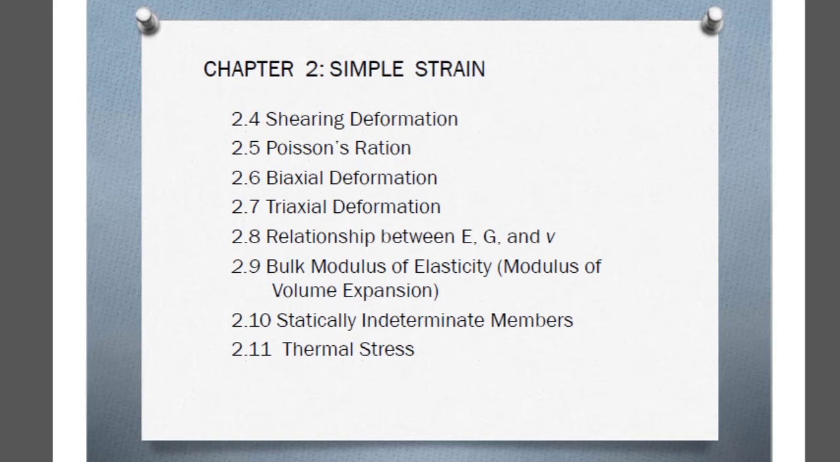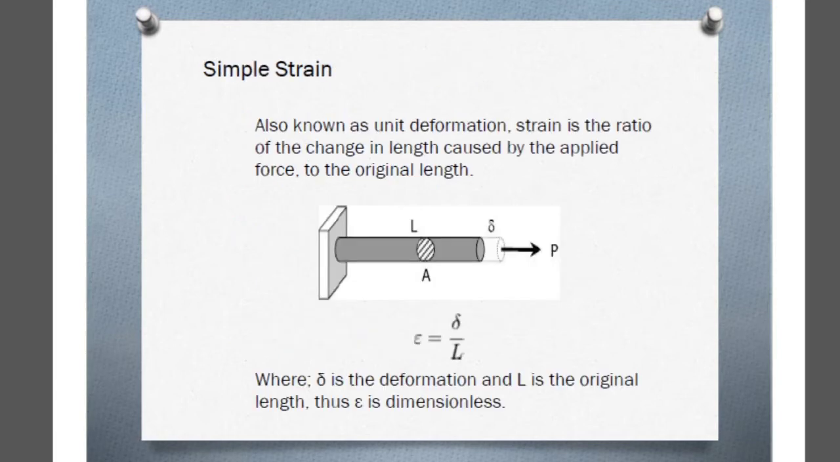Topic 8, a relationship between the modulus of elasticity, modulus of rigidity, and the Poisson's ratio. Topic 9, bulk modulus of elasticity or modulus of volume expansion. Topic 10, statically indeterminate members. And topic 11, thermal stress. So, pag-uusapan natin yung simple strain.